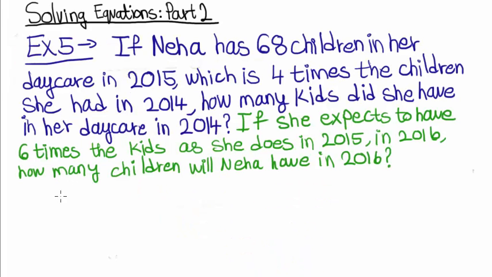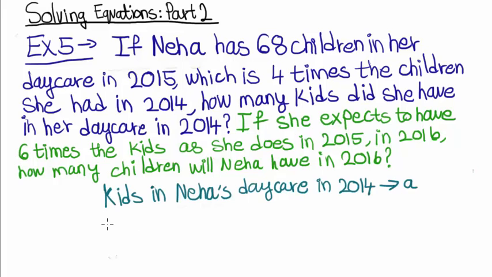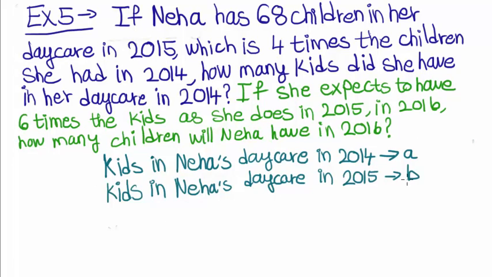So in this example, let's say you have, if Neha has 68 children in her daycare in 2015, which is 4 times the children she had in the year 2014, how many kids did she have in her daycare in 2014? Now there is a second part to this problem, but let's just solve the part in the blue first. So in this case, we can denote the number of kids that Neha had in her daycare in the year 2014 by a variable. You can choose any variable, but I'll choose the variable A. Similarly, I'm going to denote the number of kids that Neha has in her daycare in 2015 by the variable B.